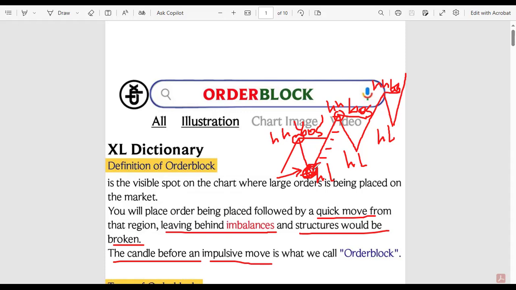It's the last opposite candle before an impulsive move that creates a breakout structure and leaves behind imbalances.